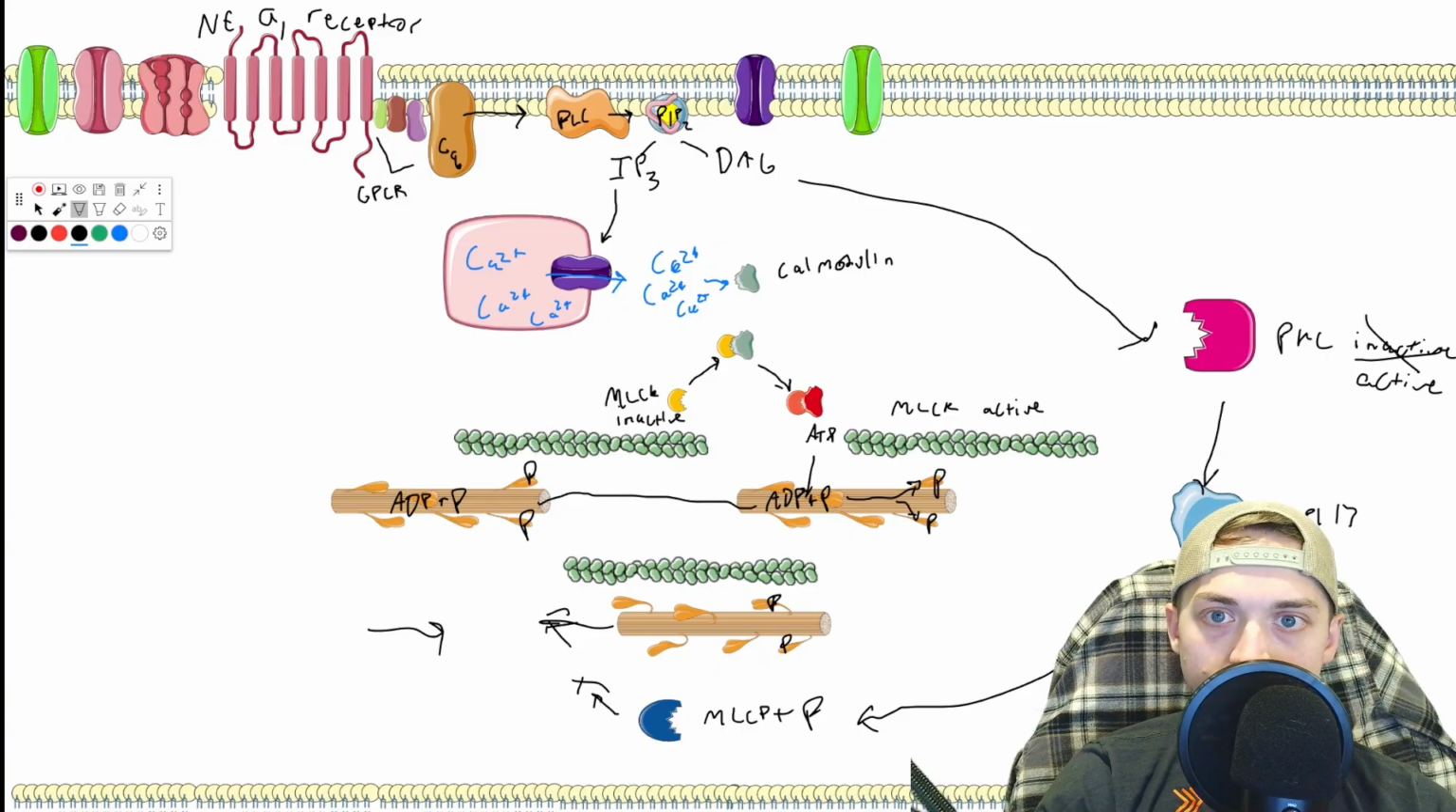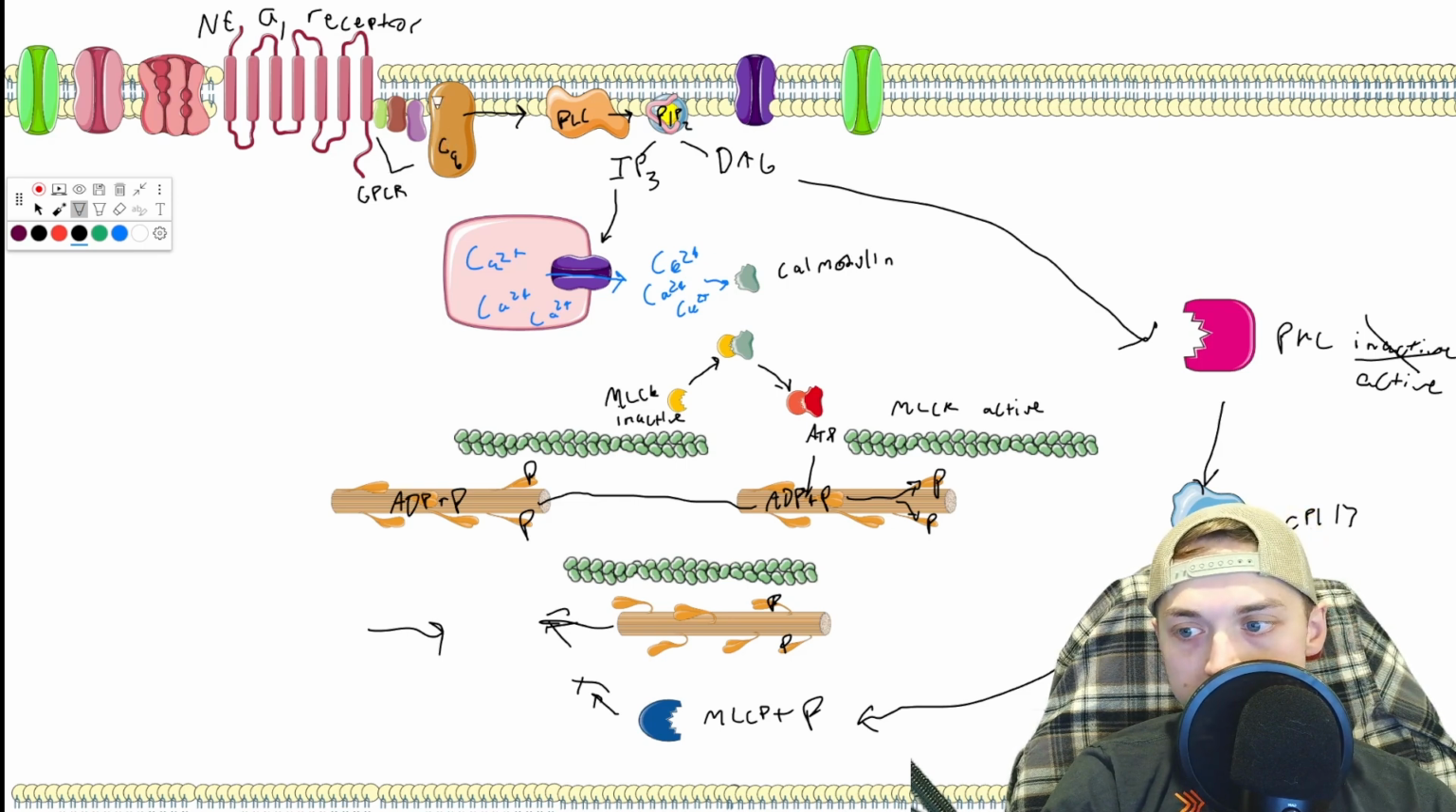So we have norepinephrine. It's going to stimulate this alpha receptor up here. It is going to go all the way through our receptor and activate this G protein coupled receptor complex. It's going to activate this Gq protein. This Gq protein is going to come over here to our phospholipase C protein, and it is going to break down PIP2 into IP3.